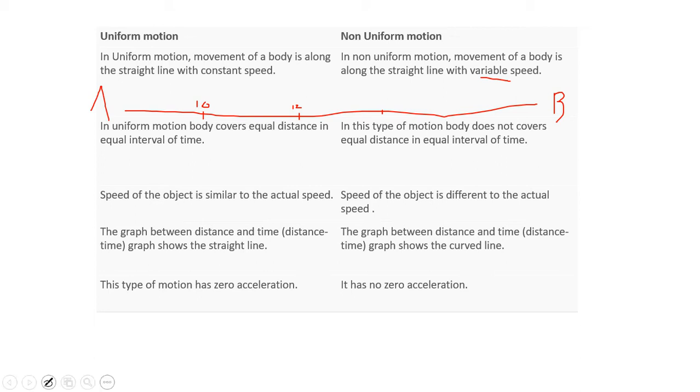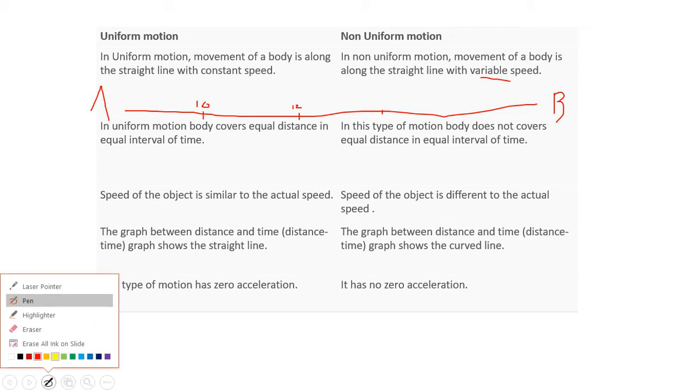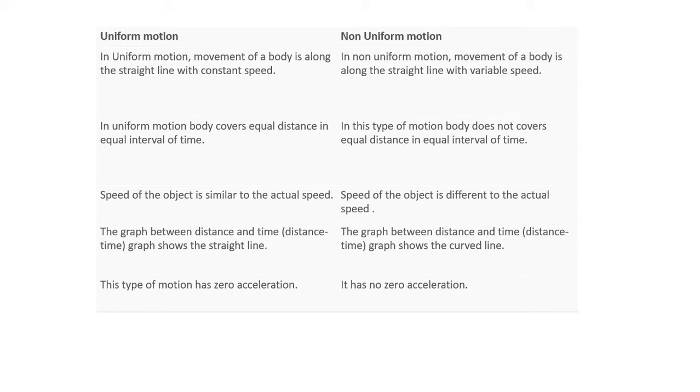Next, a uniform body covers equal distance in equal interval of time. It is similar to what I told earlier. So in uniform motion, a body covers equal distance in equal interval of time. Similarly, in non-uniform motion, a body does not cover equal distance in equal interval of time. Next, in uniform motion the speed of the object is similar to the actual speed. Here, the speed of the object is different from the actual speed.